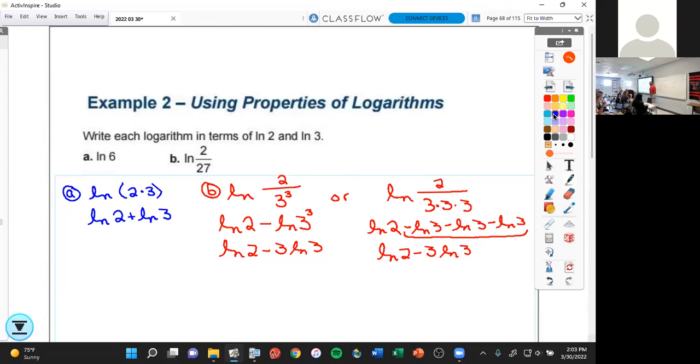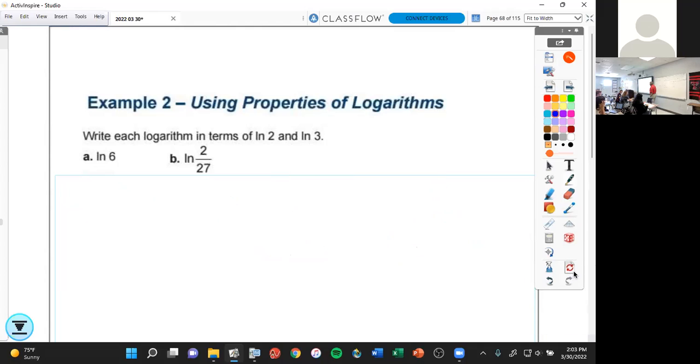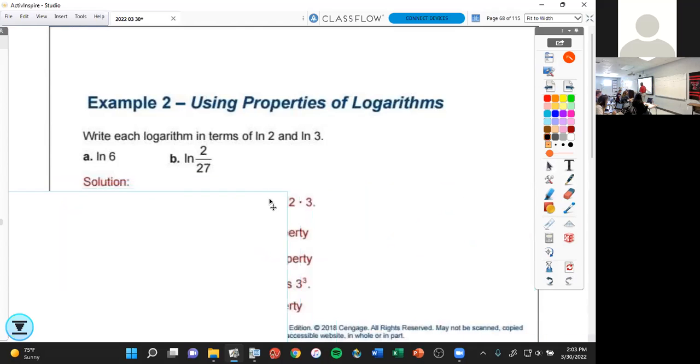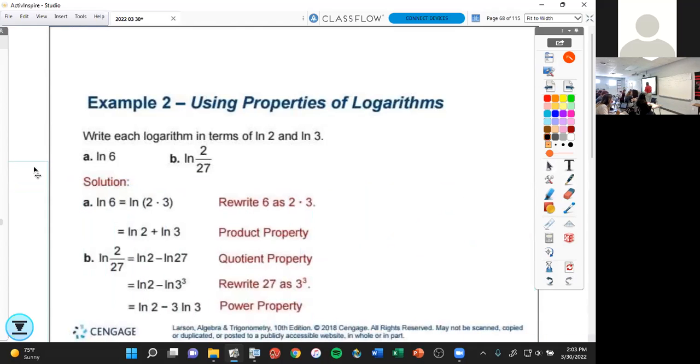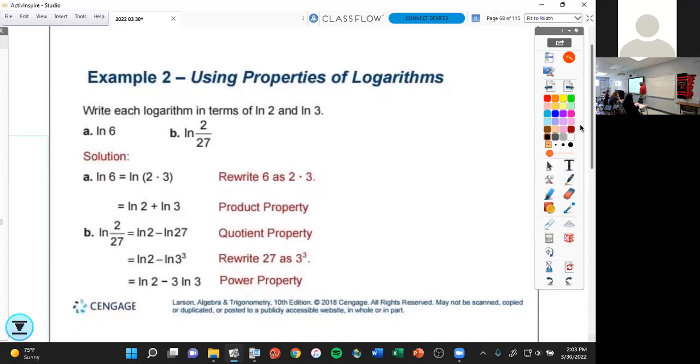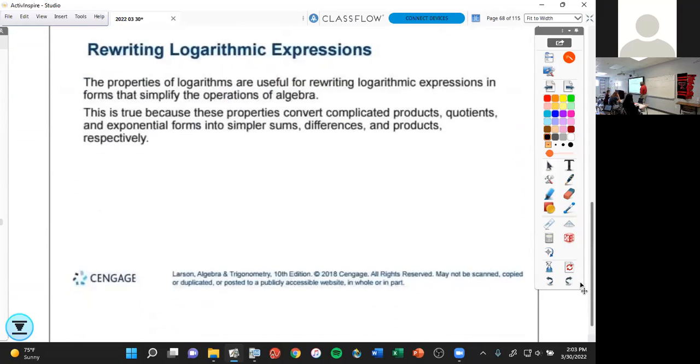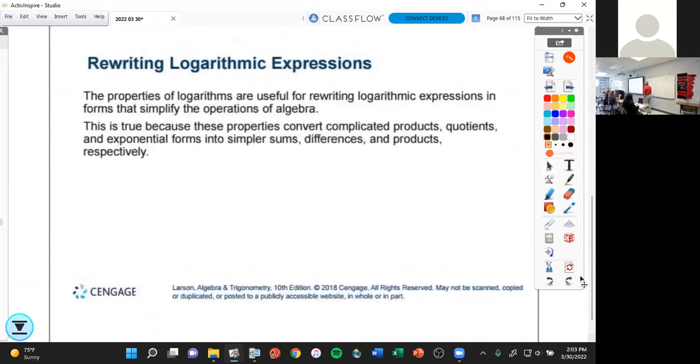I will go ahead and delete my writing. I will move the box and you can see their solution. Any difference? They just sometimes like to skip steps. I don't think they did on this one. Tells you which property. The properties of logarithms are useful for rewriting logarithmic expressions in forms that simplify the operations of algebra. This is true because these properties convert complicated products, quotients, and exponential forms into simpler sums, differences, and products.